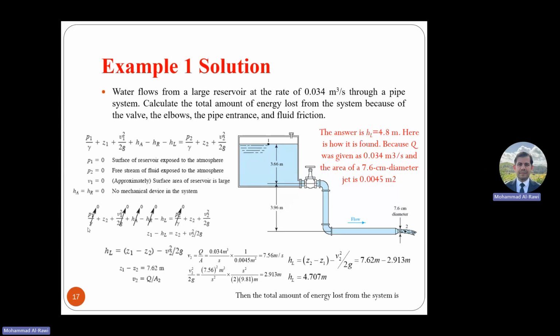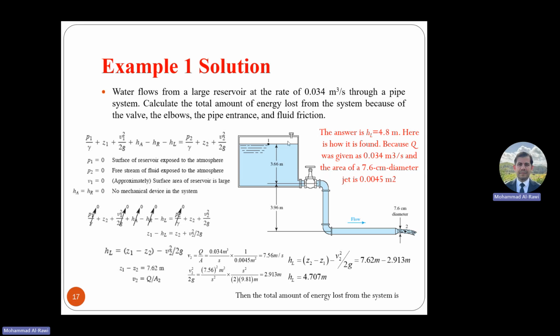So what is remaining from this equation? Z1, H losses, Z2, and V2 squared over 2G. So that is the remainder of the equation. Rearranging that, HL equals Z1 minus Z2 minus V2 squared over 2G, bringing it to the positive side.